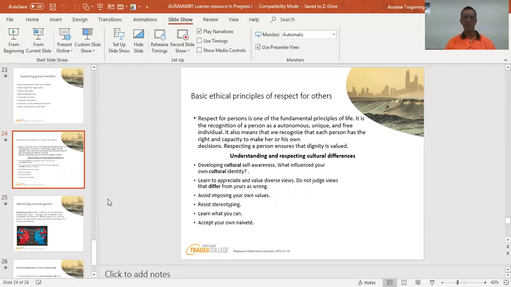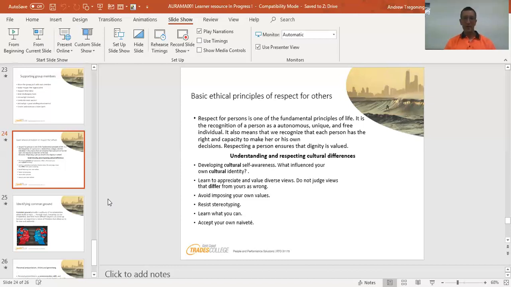On to the next tile, we're talking about basic ethical principles and respect for others. I think you've probably all heard about morals and ethics. Ethical principles when you're at work or at home or wherever you might be is something that is very common, and respect for persons is one of the most fundamental principles of life. It is a recognition of a person as autonomous and unique and a free individual. It also means that we recognise that each person has the right and the capacity to make his or her own decisions. Respecting a person ensures that dignity is then valued.